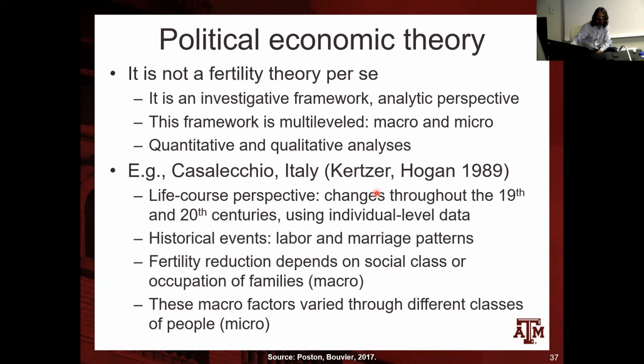And they had individual level data available to them. Life course experience means that they have information about people throughout their lives at different time points about the same people. They can collect information about these people over time. But they also had aggregate level data, macro level data, about historical events, on changes in labor market patterns, on marriage patterns. And they emphasized throughout their study that fertility reduction depends on the social class or occupation of families, a more macro level reason.